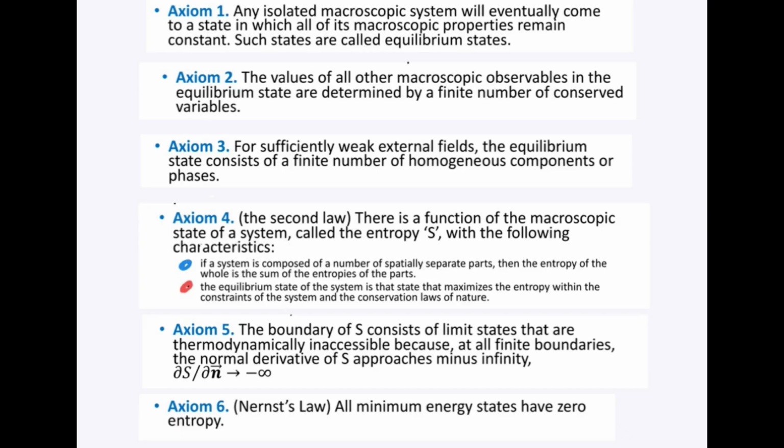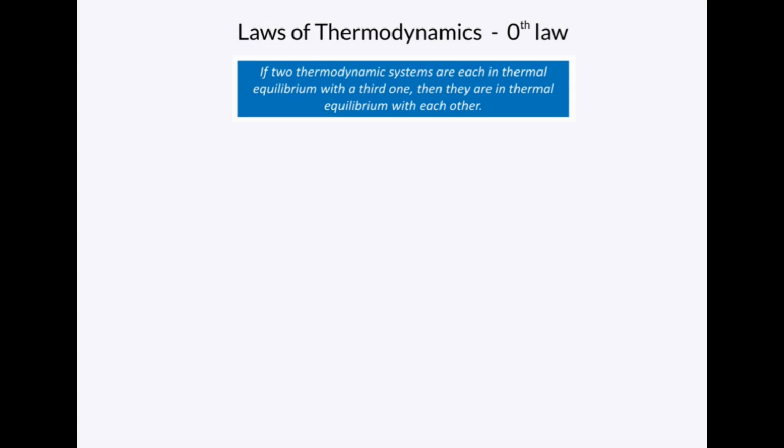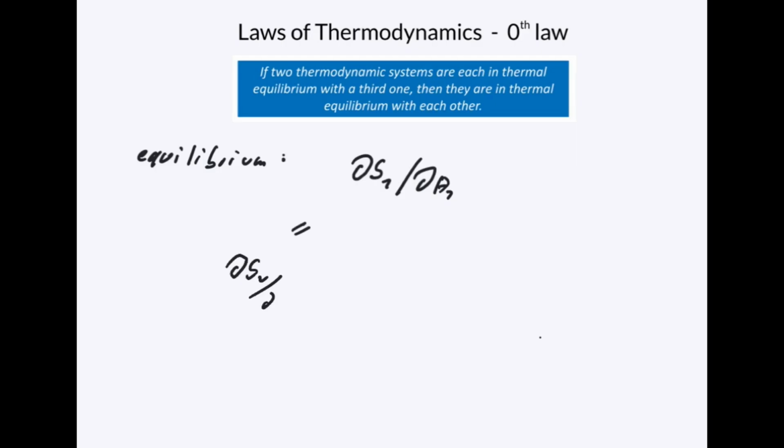The zeroth law of thermodynamics describes equilibrium. If two thermodynamic systems are each in thermal equilibrium with a third one, then they are in thermal equilibrium with each other. Now we have shown what equilibrium means, namely that the derivatives of the entropy of each subsystem with respect to one observable have to be the same. Hence, if the derivative of S1 with respect to A1 is equal to the derivative of S2 with respect to A2 and to the derivative of S3 with respect to A3, this means that also systems 2 and 3 are in thermal equilibrium.